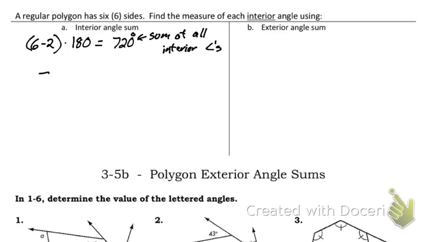So we'll take that total sum and divide it by 6, which is the number of angles that you have. And what's 720 divided by 6? Someone. We're really slow today. Isabella, thank you. 120.